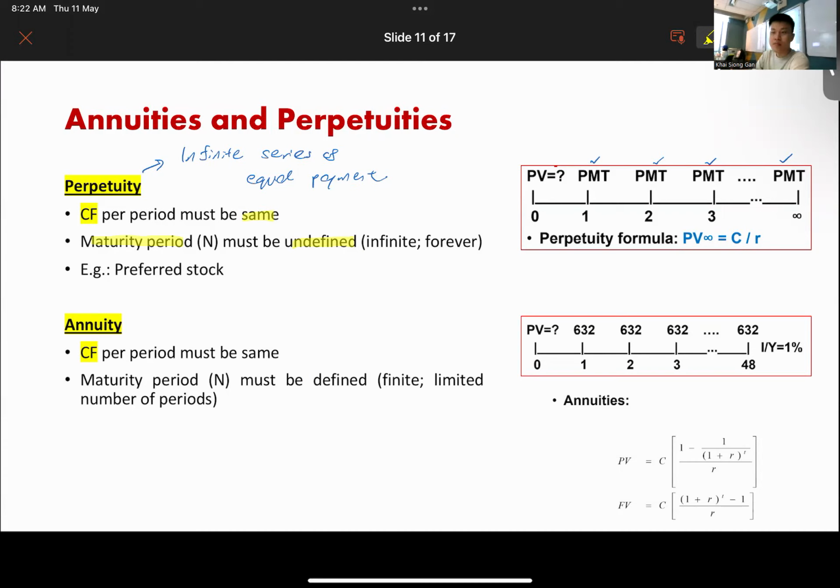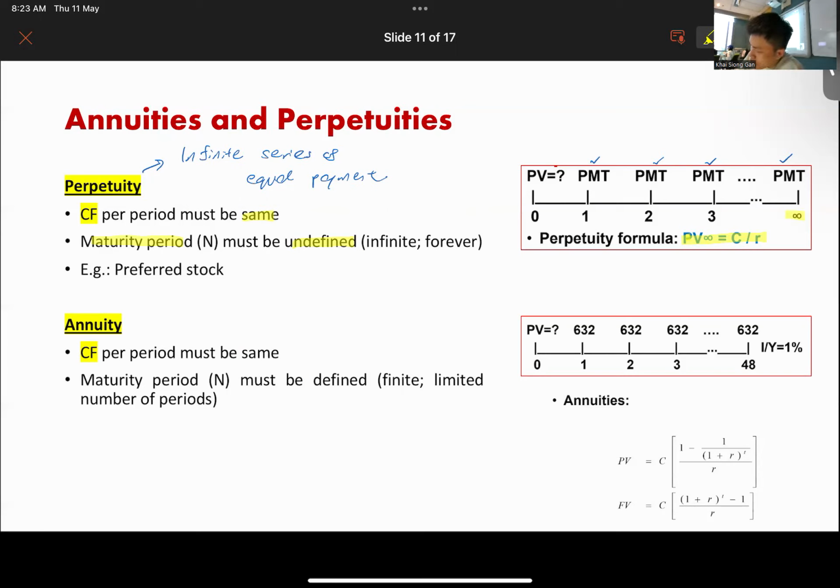Therefore, to calculate the present value for perpetuity, you just use this formula: cash flow divided by the interest rate. It's for forever, so it's for infinity.